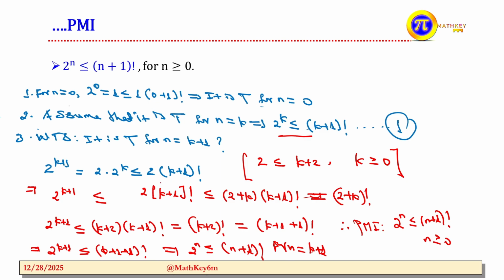Multiplying by 2 doesn't give us the form 2 to the power of k plus 1 is less than or equal to k plus 2 factorial directly. So you will try to compare and contrast 2 and k plus 1 in such forms. Here in this form we check this. Yes, 2 is less than or equal to k plus 1 for k greater than or equal to 0.